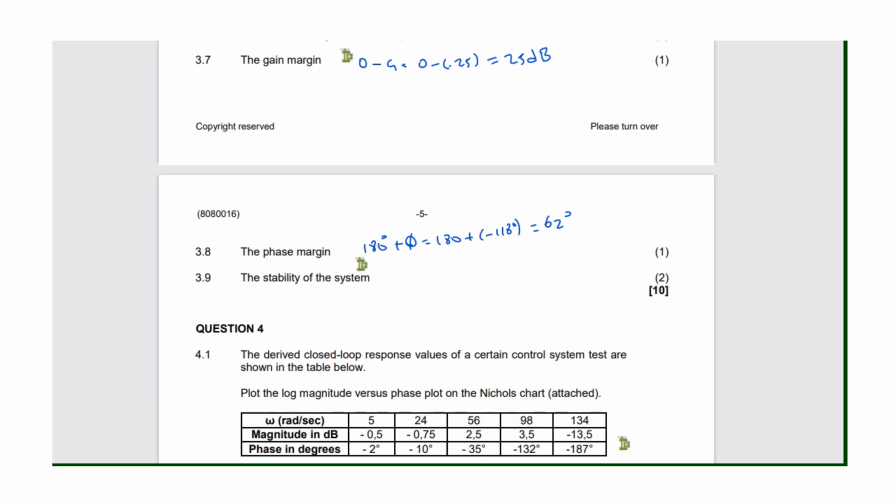Now last question, stability. What is the stability? It's stable. Then you give a reason: because phase margin and gain margin are positive. Yeah, guys, and that's all.